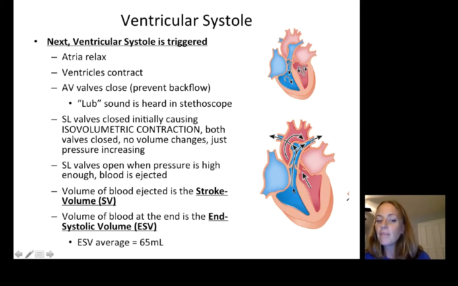The amount of blood that the ventricles pump out is called the stroke volume. So this is the stroke, or the contraction of the ventricles, and how much blood they get out. At the end of this phase, after they get out a certain amount of blood, the heart is not going to be empty. There's going to be some blood left in reserve. If we could measure that volume, we call that the end systolic volume, or the ESV. The average amount of blood left in the heart after the blood is pumped to the lungs and the body tissues is 65 milliliters.